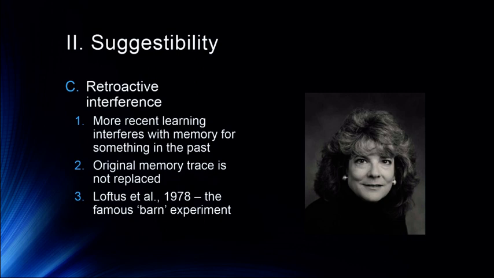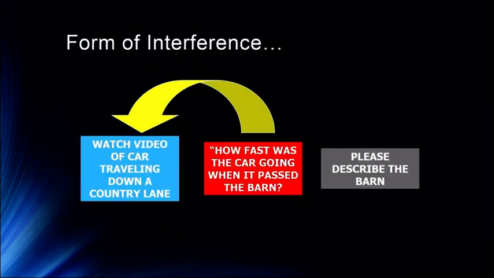But what happens is this. Watch the video of the car traveling down the country lane. How fast was the car going when it passed the barn? Well, now you go back and retrieve that video and think, I don't remember a barn, but they're asking me about a barn, so I must have missed the barn.